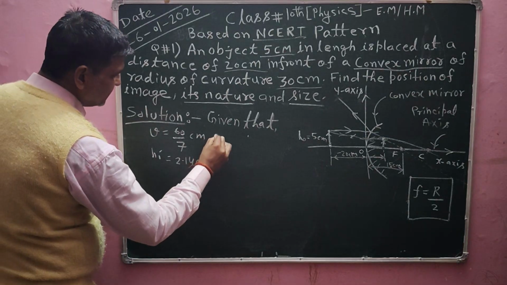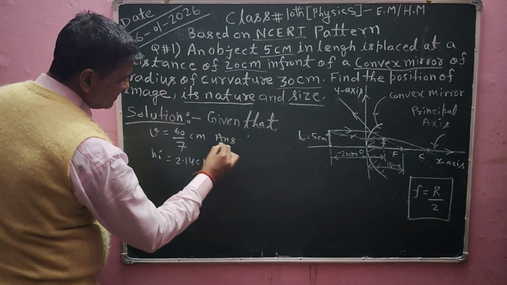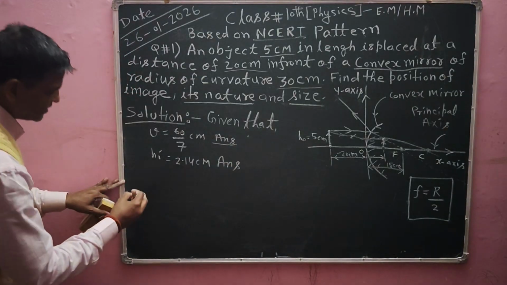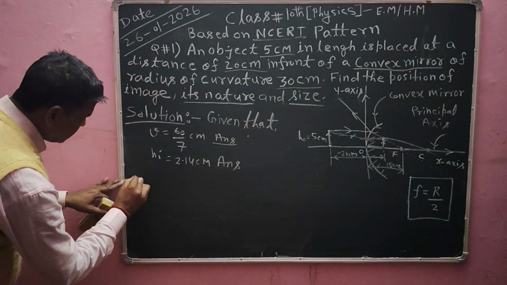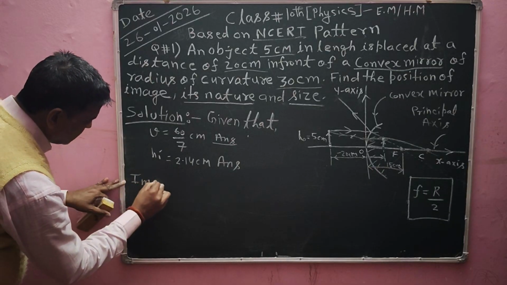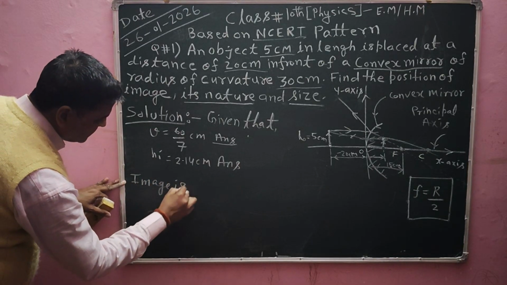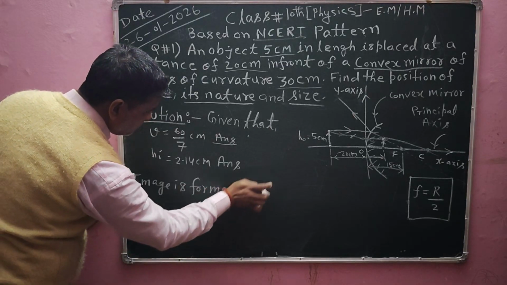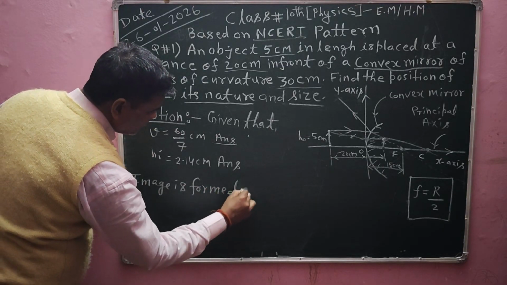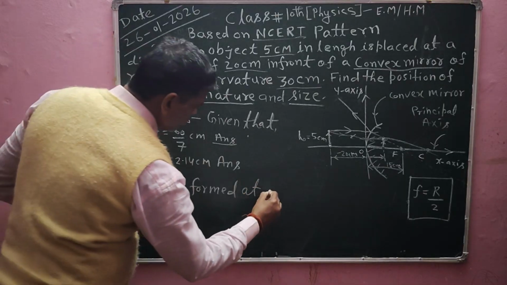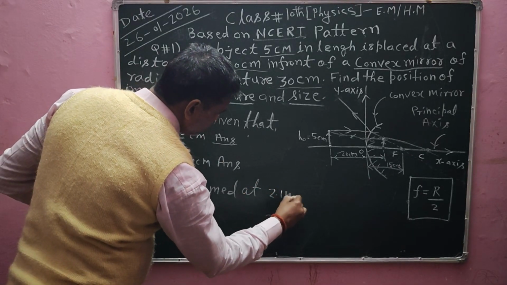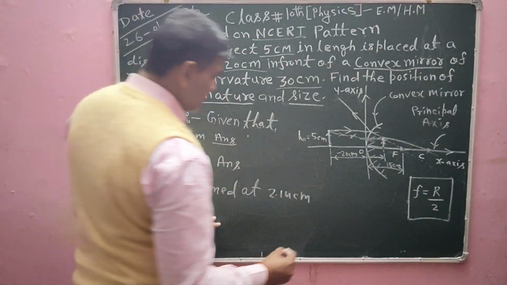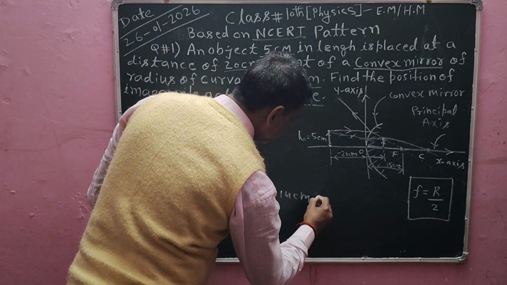So one answer is this one, second answer is this one, and third answer I have to explain. Image is formed at 2.14 centimeter behind the mirror.